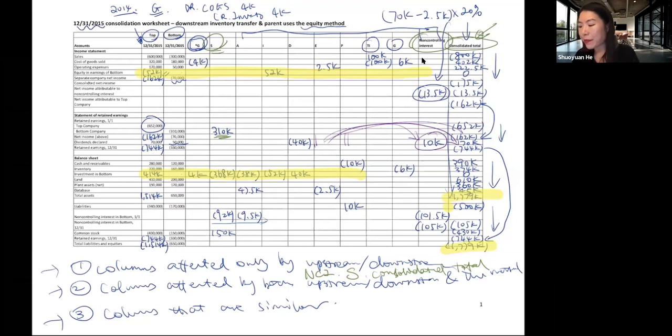Columns affected by both upstream or downstream and the method used: star G column, it is different. We already talked about it before. And also your star C column is different. It differs by upstream, downstream, and the method used. And then all of the other columns are very similar to before, in the sense that they're either the same or only affected by the method used.